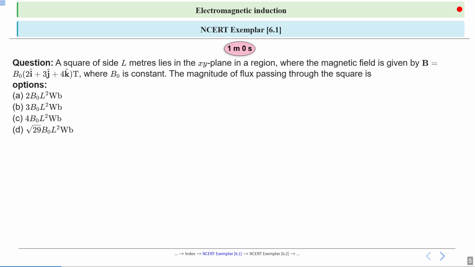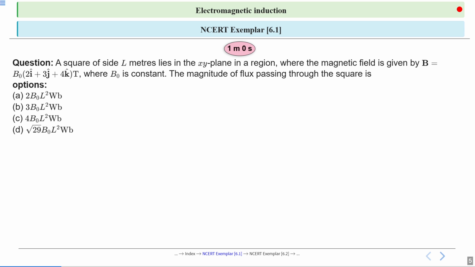Okay, so magnetic field is given in the vector form, in the form of unit vectors. i is the unit vector of x axis, j is the unit vector of y axis, and k is the unit vector of z axis. So B is given in the vector form, and square is of side L. So you have to calculate the magnitude of flux passing through the square.